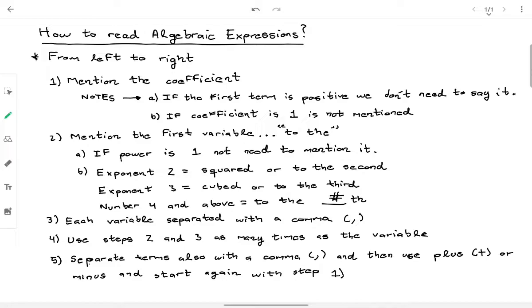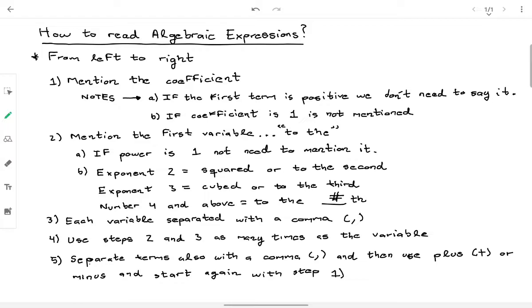If it's number 4 and above, we will say the number with the termination th, that means 5th, 6th, 7th, 8th, etc. Each variable is separated with a comma when we are writing it. We will use steps 2 and 3 as many times as variables are needed. Then, after finishing one term, we will continue with the next one. We will separate terms with a comma also, and we will use plus or minus depending on whether the second, third, and last terms are negative or positive. And then we will start again with step number 1, as many times as we have terms. That is the number of repetitions we will need to do of these steps.